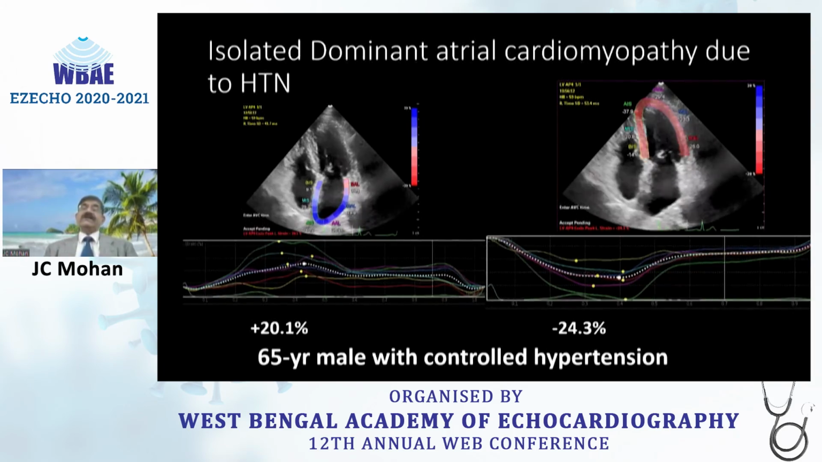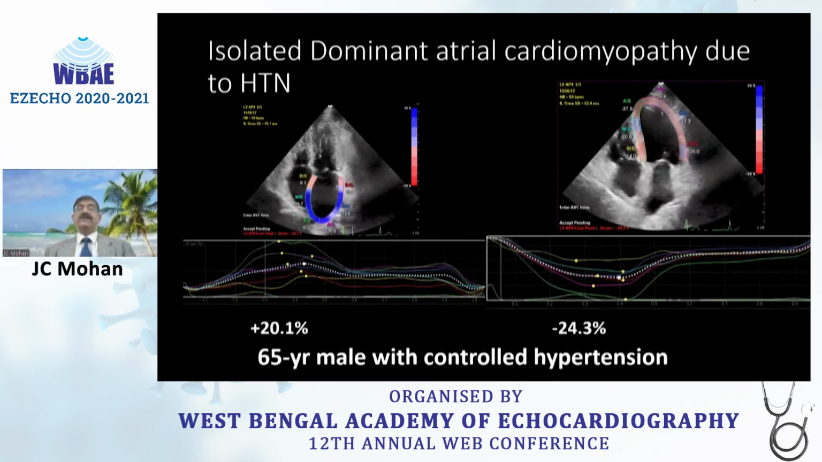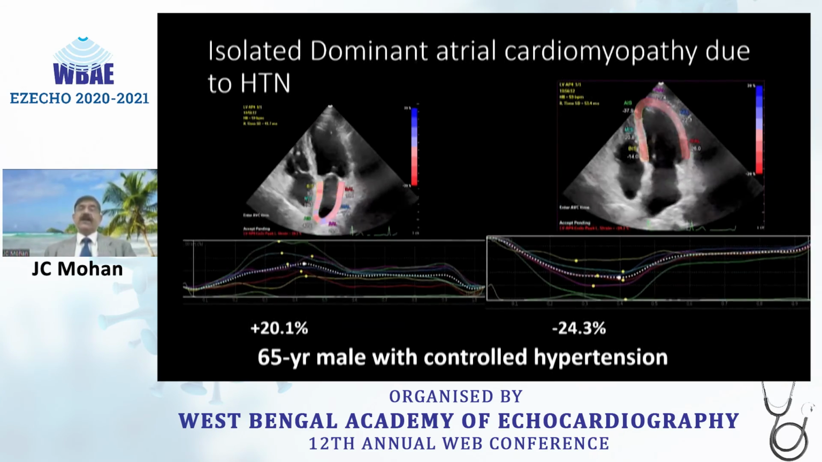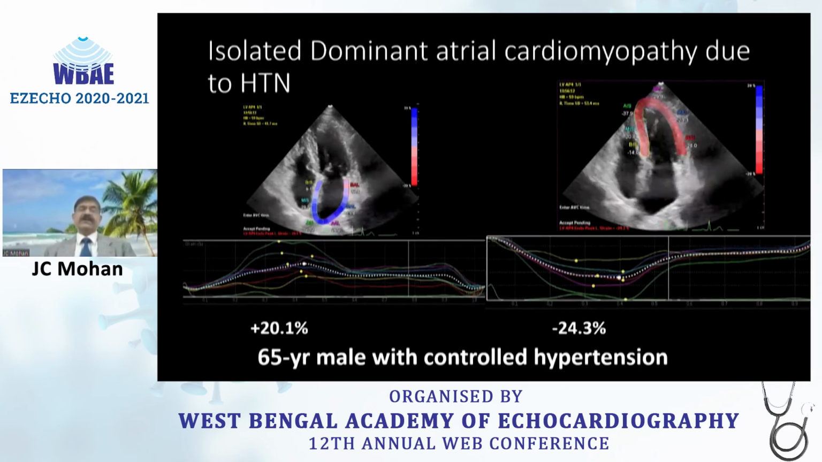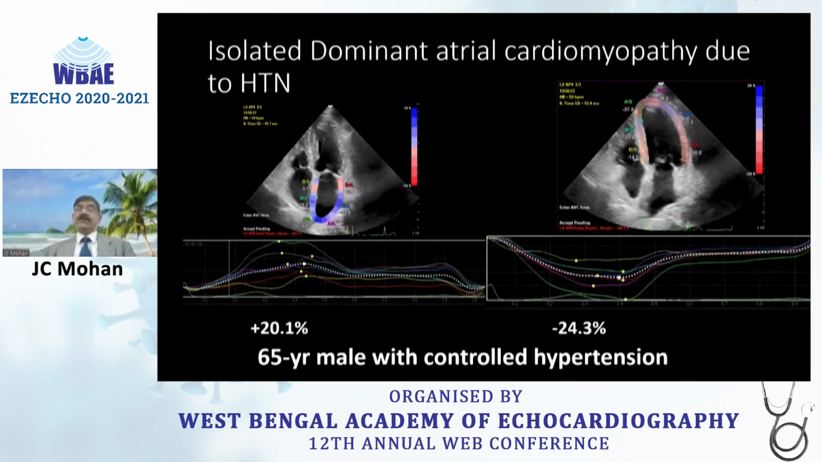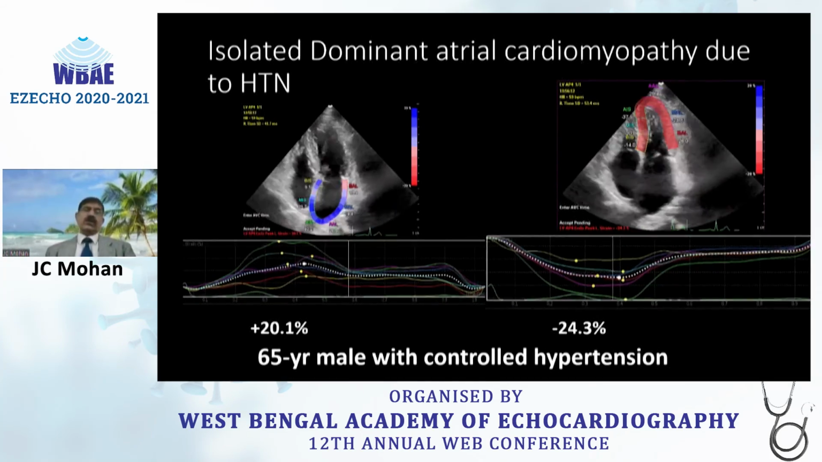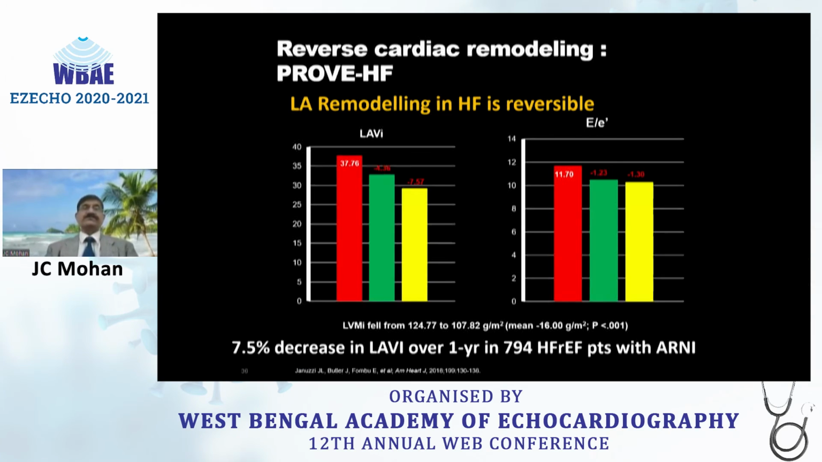The left atrial reservoir strain also helps in detecting isolated atrial disease, maybe atrial cardiomyopathy. Here is a hypertensive individual who has a very good LV global longitudinal strain of minus 24%, but the LA strain is plus 20, indicating that some diseases can isolate or dominantly affect the left atrium. It could be hypertension, diabetes, amyloidosis, restrictive cardiomyopathy, and so on. Here is a classic example.